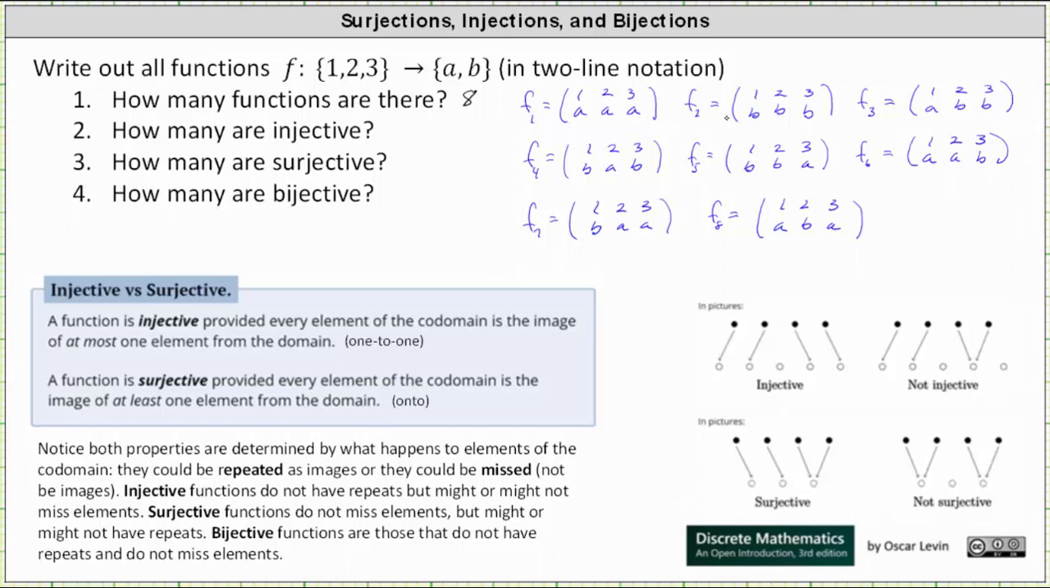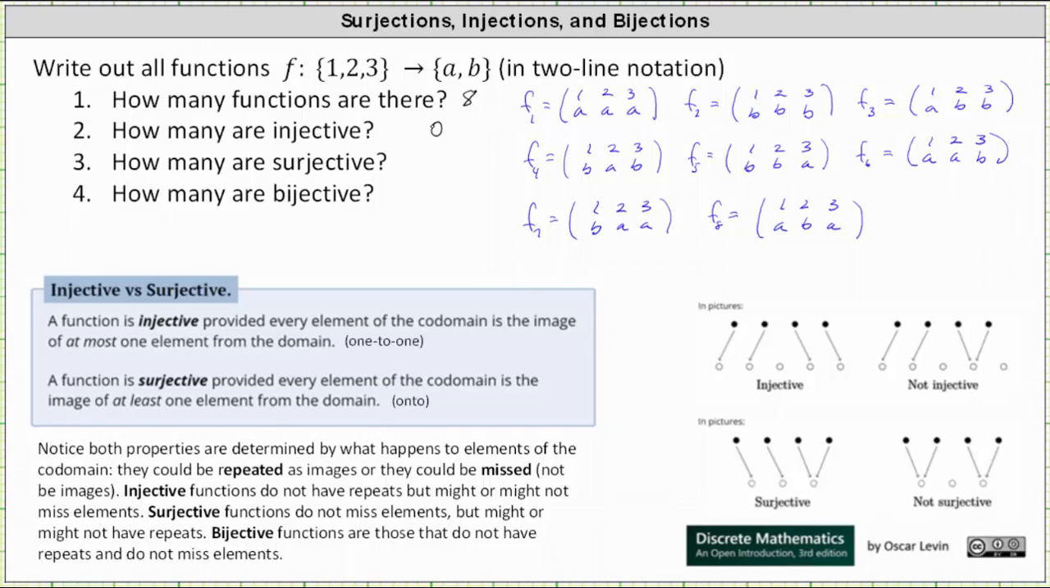More specifically, f sub 1 and f sub 2 are not injective because the output value from the codomain is an image of 3 elements from the domain, and for functions f sub 3 through f sub 8, in each case, one of the outputs is an image of 2 of the elements from the domain, and therefore none of the functions satisfy the definition that every element of the codomain is the image of at most one element from the domain. And therefore number 2 is 0.